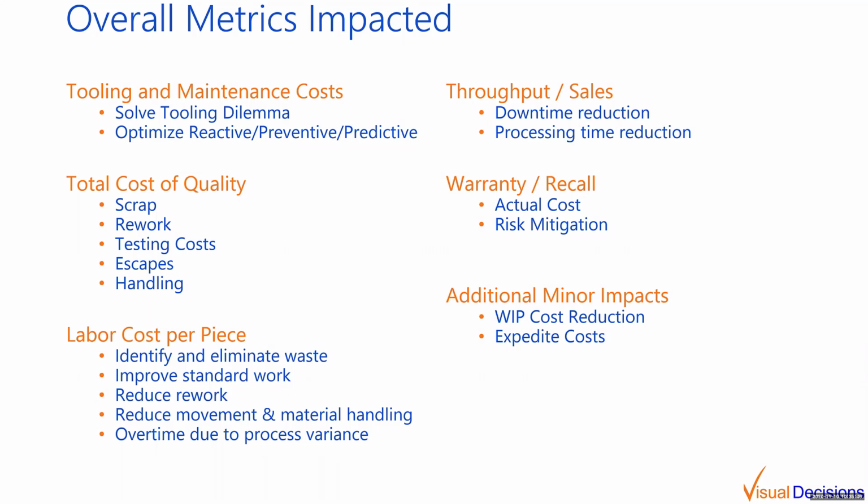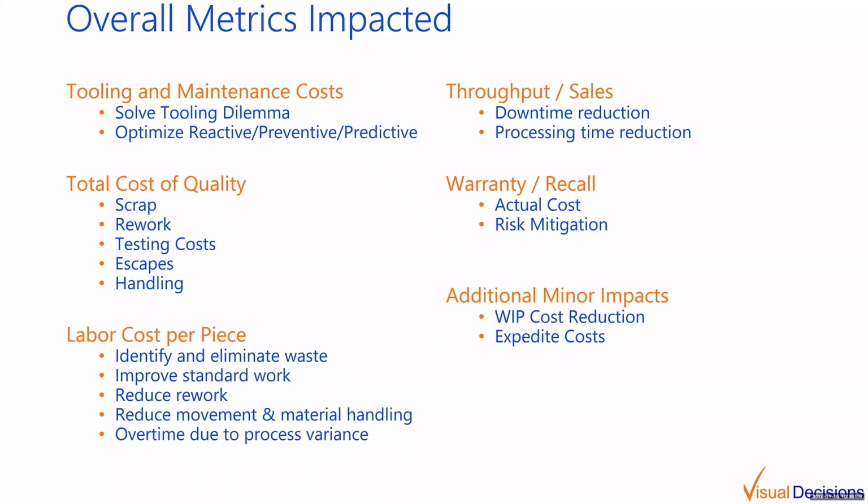Throughput and sales: by reducing the amount of downtime, reducing the changeovers and so forth, we were really able to improve the amount of throughput that the plant was able to achieve. We haven't seen an impact in warranty yet, but certainly the risk is mitigated there because we have a much higher degree of confidence that we're not going to be producing bad parts.